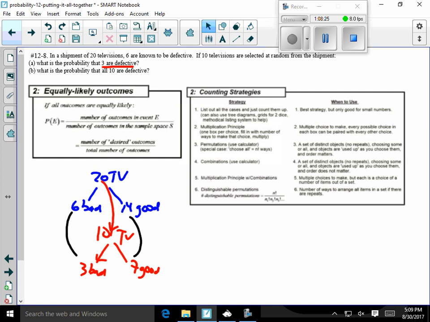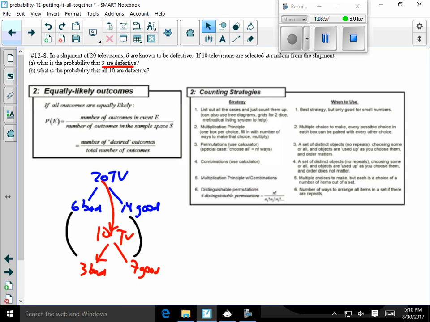We could list out all the cases. Well, that's going to be really hard because there's many, many thousands of ways that could happen. So I don't want to do that. We have the multiplication principle. We have choices, right? And in a way, this is going to be that because I have to select some bad TVs and some good TVs. Do I have a permutation or a combination? That's where I have a set of distinct objects without repeats, and I'm selecting things. It's kind of like a combination, right? Because I'm selecting TVs, and once I select them, I can't select that same TV again.